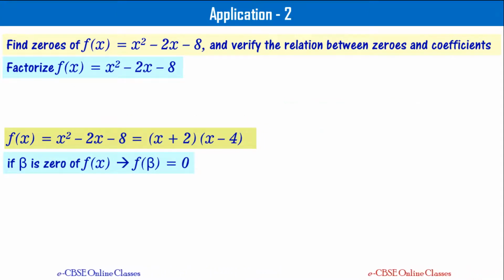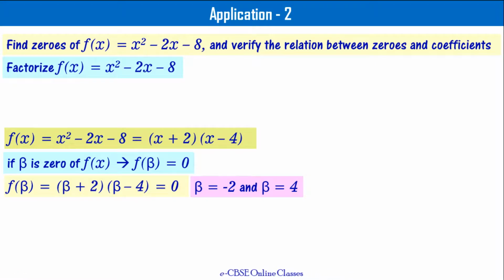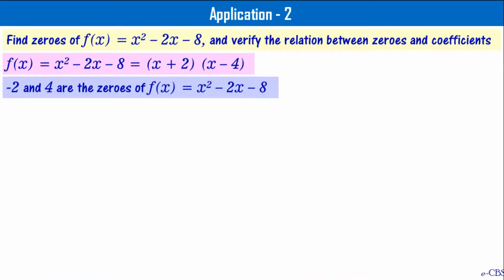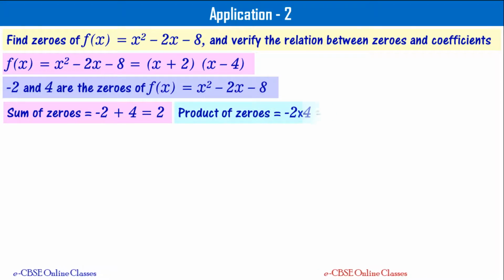If I say that beta is a zero of f(x), then I can write it as f(beta) = 0. That is (beta + 2)(beta - 4) = 0. This particular equation holds true when beta = -2 and beta = 4, right? So now we can say that -2 and 4 are the zeros of f(x) = x² - 2x - 8. Let's take a note of that. And let's take the sum of these two numbers. -2 + 4 is equal to 2. So we say that the sum of zeros is 2 and the product of zeros is -8.